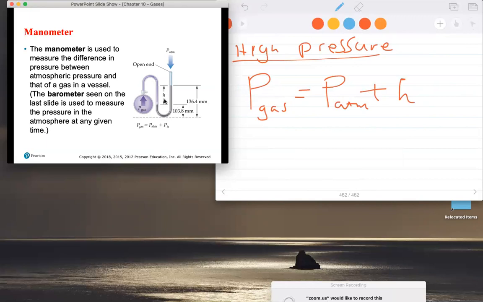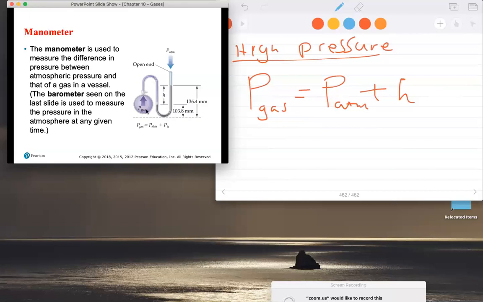Sometimes you may be given it. Sometimes you may have to calculate it. For example, this height right here is the difference between the lower level here and the height here. To get the height, 136.4 minus 103.8 will give us the height.